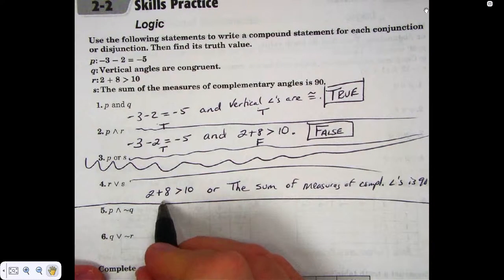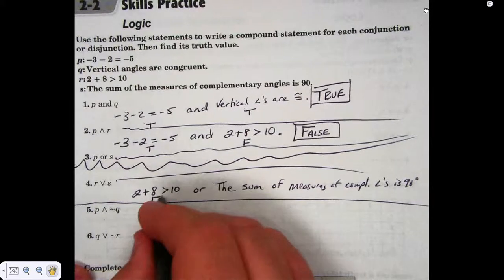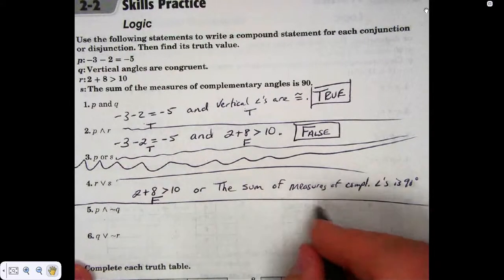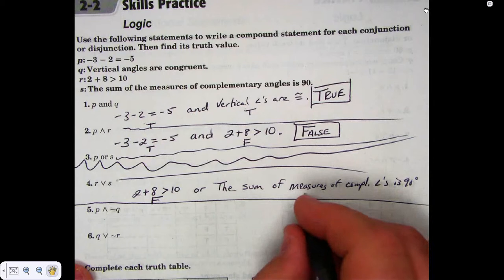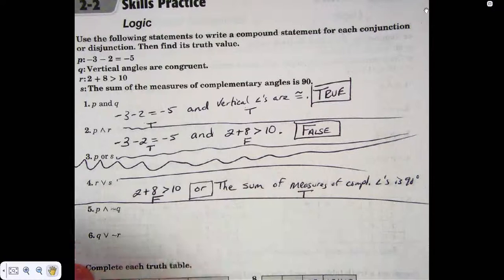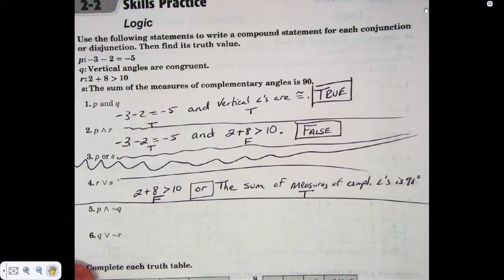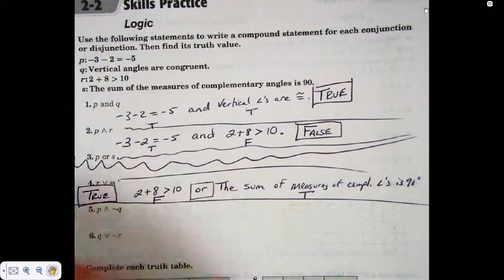Is 2 plus 8 greater than 10? Huh? No, so that's what? Is this true? The sum of the measures of complementary angles is 90. Is that true? Yes, that's the definition of them, right? So, what's the key word here? Or. What is the truth value of this statement? True, because only one has to happen. Make sense?